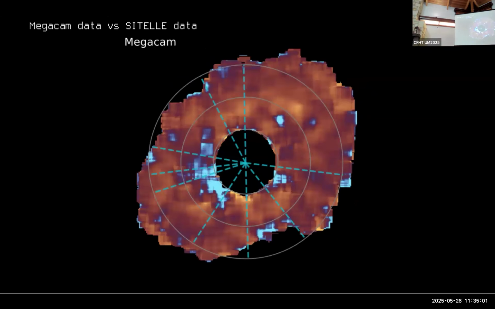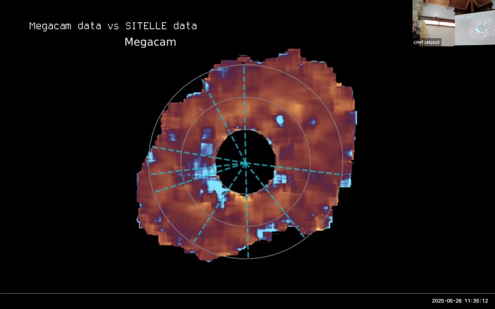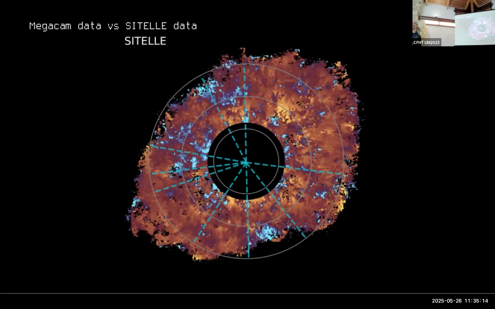So that's the result we obtained with MegaCam, and if I project back the data we obtained with SITELLE, we obtain that. The results are much clearer, certainly because of the use of the CNN, but also because we are able to disentangle the different velocity components from the line of sight, and we are able with SITELLE to remove completely the continuum, which moves completely independently of the filaments.